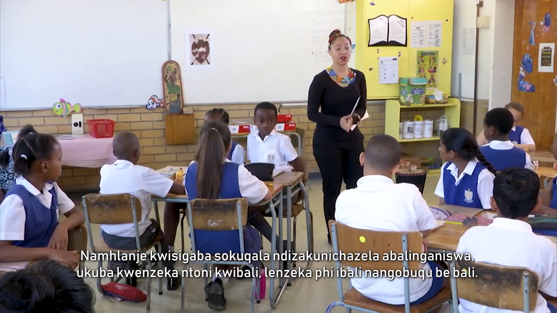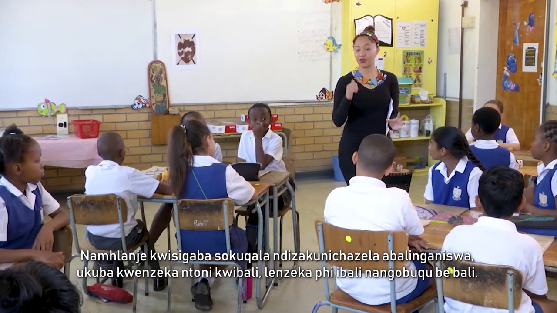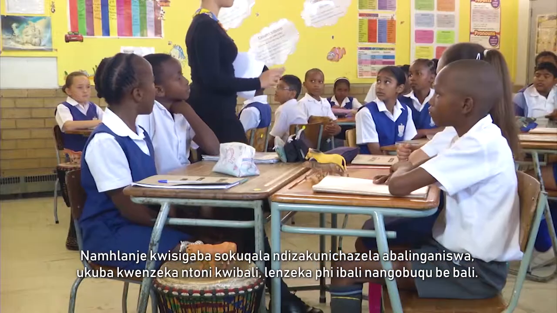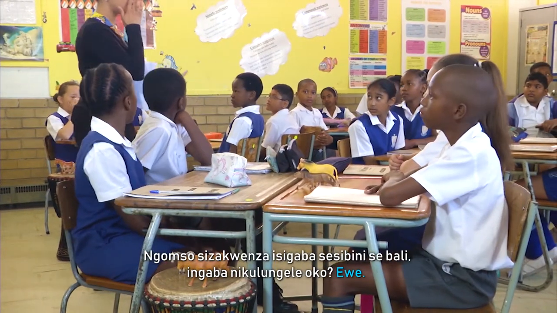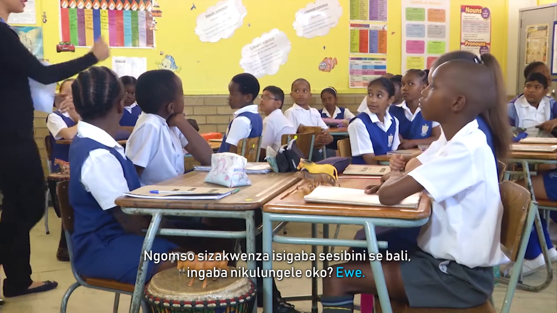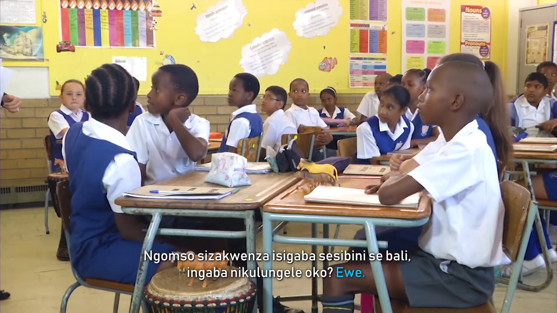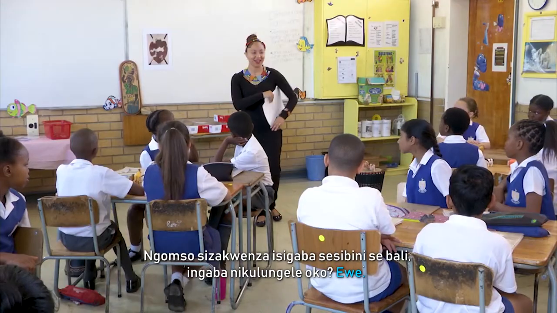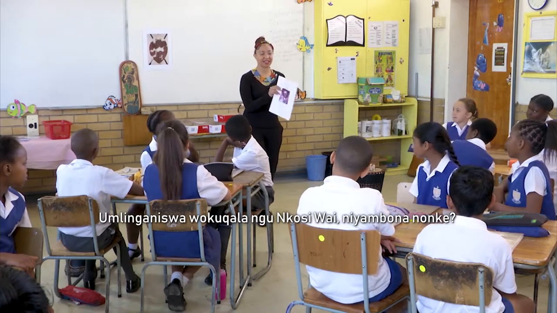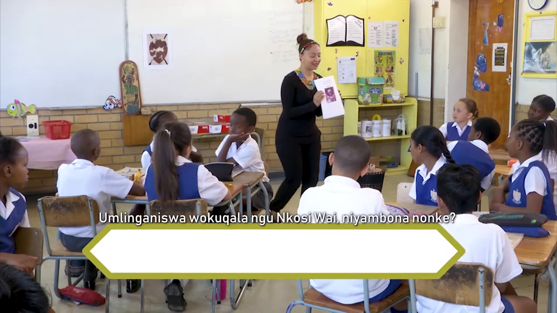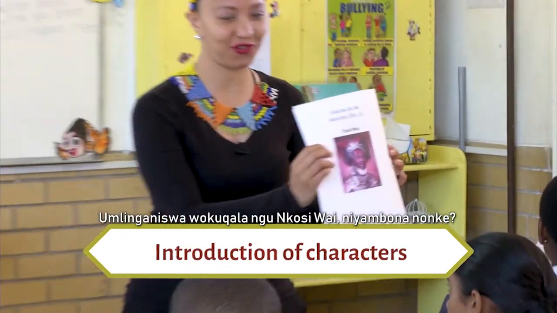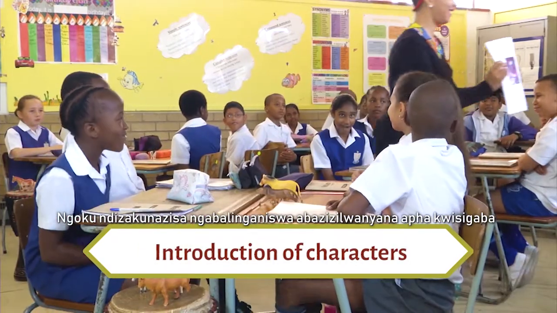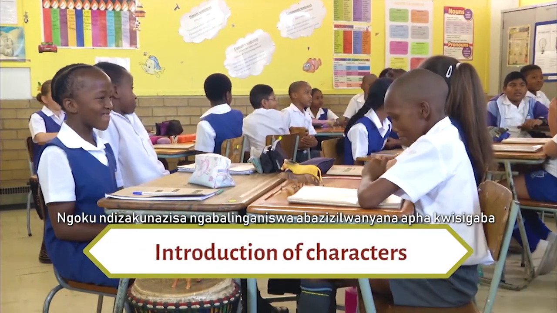Today, we are going to do part one. Going to introduce you to the characters, the plot, the setting. We're going to be introduced to the story. Then tomorrow we will go to part two. Are you ready? Yes. Okay, so the first character is Chief Wai. Let me go around to introduce you to Chief Wai. Okay, that is the first character in the story.